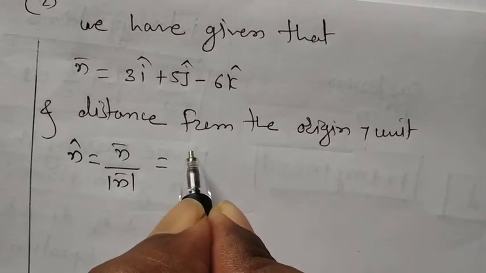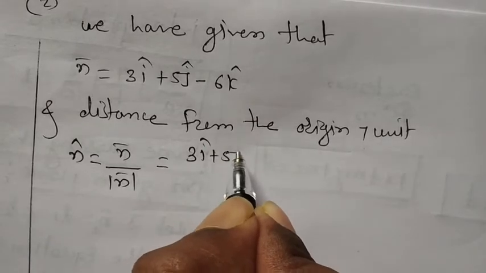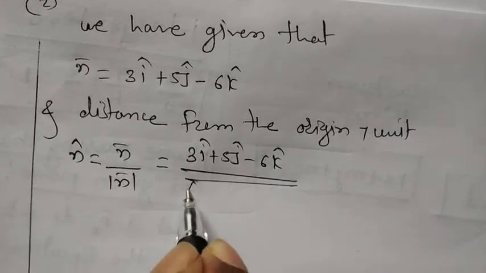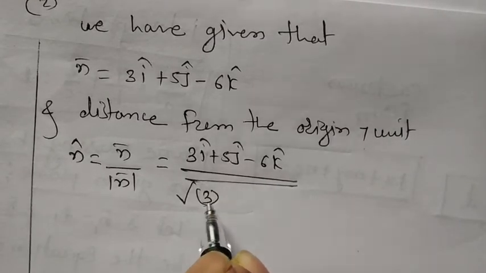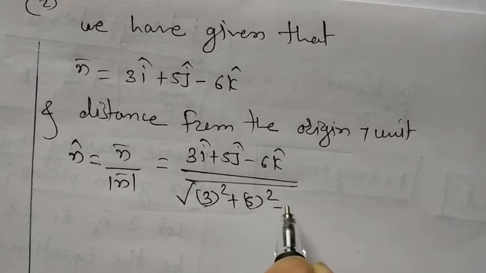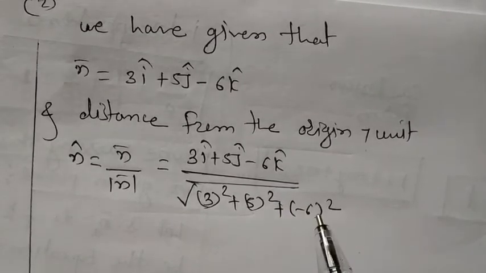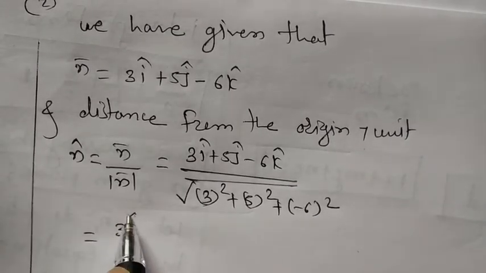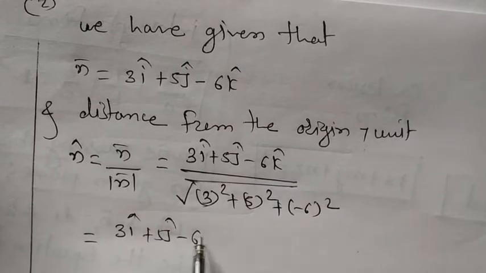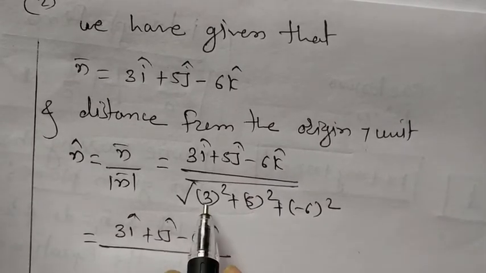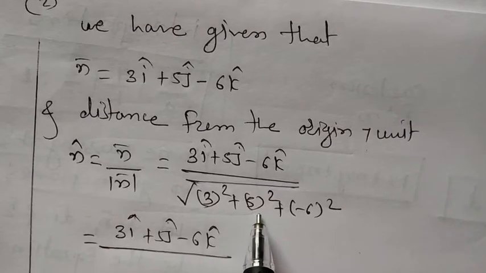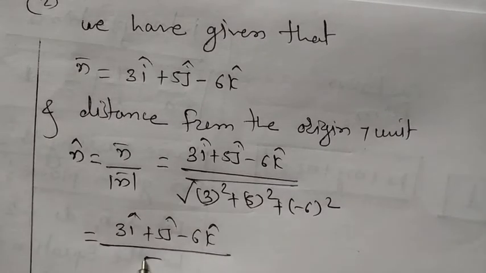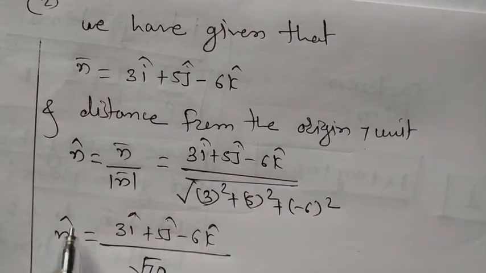Put the values: N bar, 3i plus 5j minus 6k, upon the magnitude. Finding the magnitude, that equals what? Under root of 3 square plus 5 square plus minus 6 square. When we solve, that equals 3i plus 5j minus 6k upon under root of 9 plus 25 plus 36, all sum equals what? Under root of 70. This is your n cap.